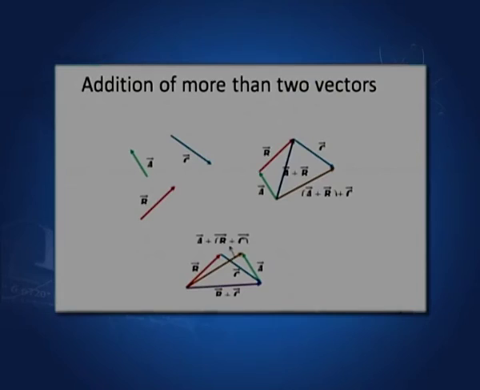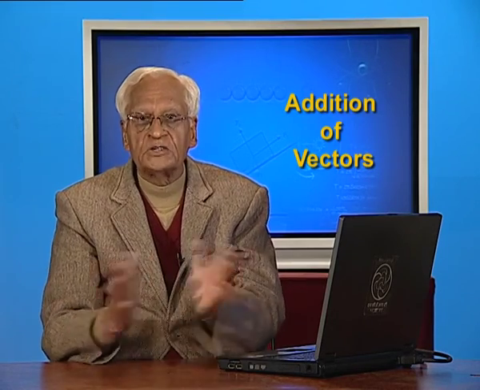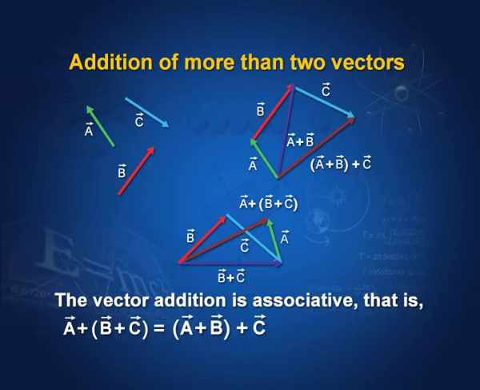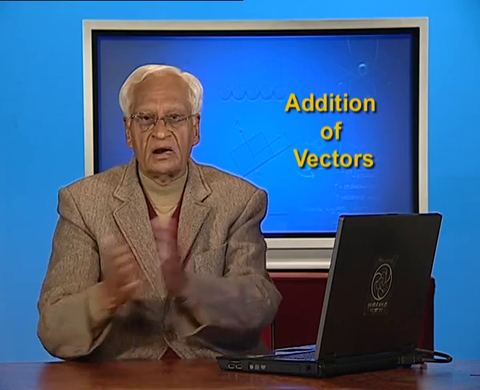You can carry on this process by changing the order. I added B plus C first, you can add A plus B first, and you will see that it makes no difference. The end result here is the same. The two end vectors, the results of addition of three vectors, are equal, they are parallel and they have the same magnitude. Therefore, vector addition is said to be associative, that is A plus B plus C is equal to A plus B plus C regardless of grouping. The order does not matter.